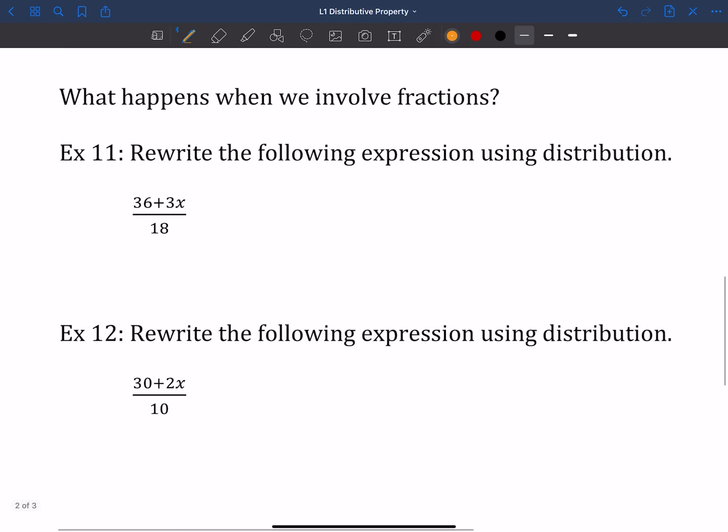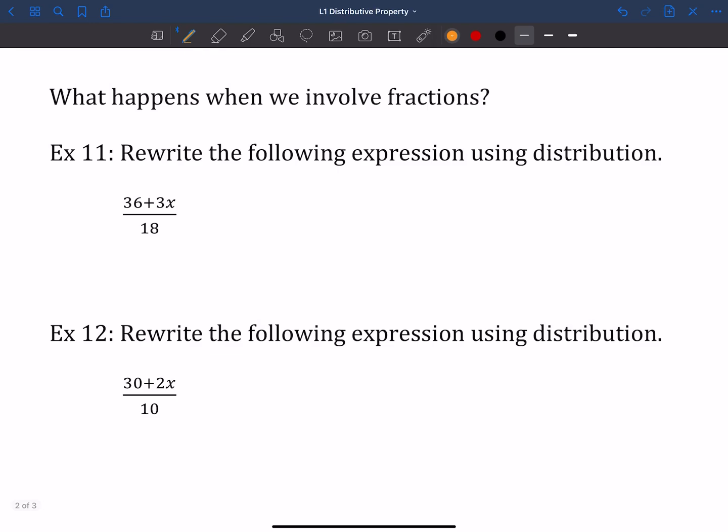Oh boy, everybody's favorite. What happens when we do fractions? So, it's a little bit weird to think about the distributive property as being able to break up fractions, right? But what we're going to do here is we're just going to rewrite them. So 36 plus 3x all divided by 18. Distribution lets us chunk out that divided by 18. So it's like we're going to split up the fraction a bit. Instead of 36 plus 3x, we can break it where that plus sign is. We can do 36 over 18, put a plus sign in the middle, and then have 3x over 18.